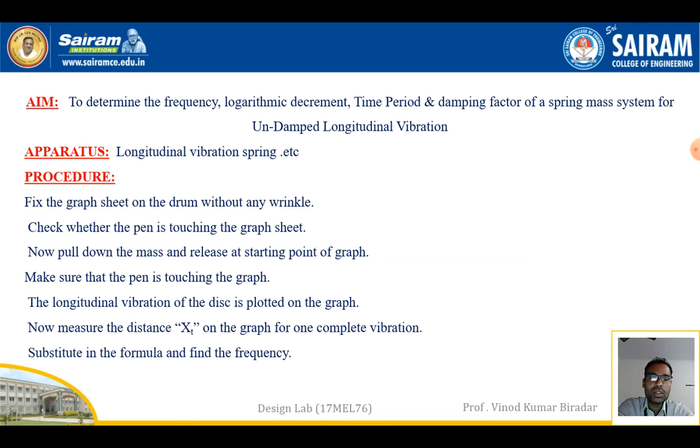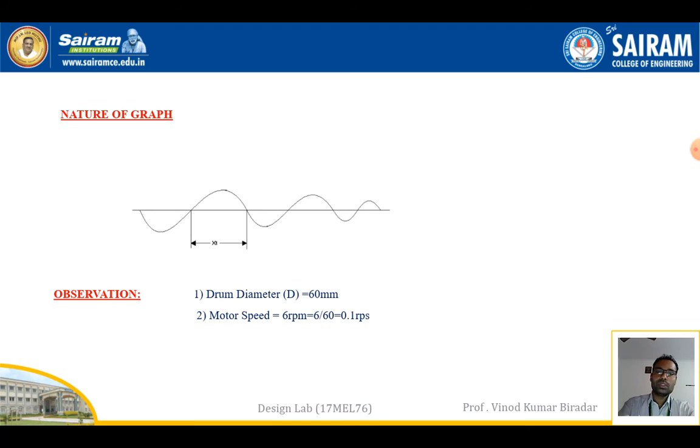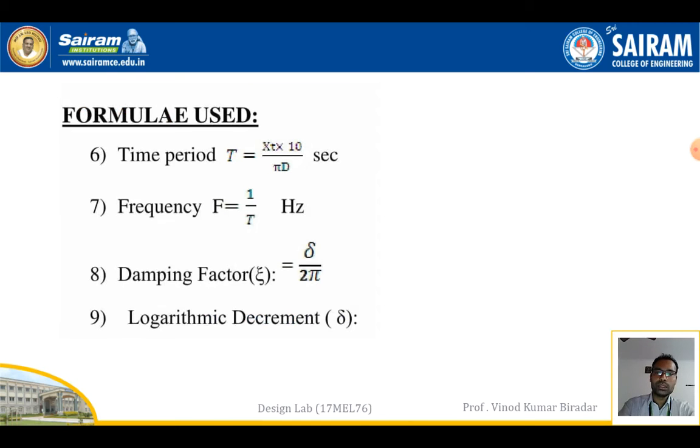Once you have plotted the graph, you are going to take the values of x(t), that is x1 and x2, from the graph sheet and calculate from them. The time period t is equal to x(t) into 10 pi by d. Frequency f is equal to 1 by t hertz. The damping factor zeta is equal to delta divided by 2 pi, where delta is the logarithmic decrement.